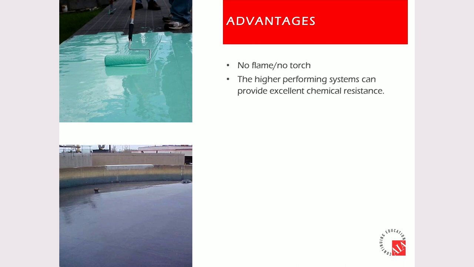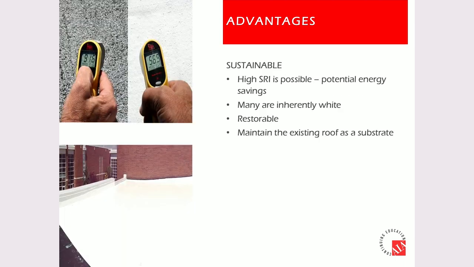Thickness, we'll get to that in a second. Sustainability, we talked about the SRI, energy savings, reflectivity of the roof. I think this one on the bottom looks like a roof that we may have done at UFL. So it's very similar. You maintain the roof substrate, as long as it's in good condition. You can see where we went from almost 92 degrees down to 57 degrees roof temperature. So you can imagine what that does to your interior need for HVAC.